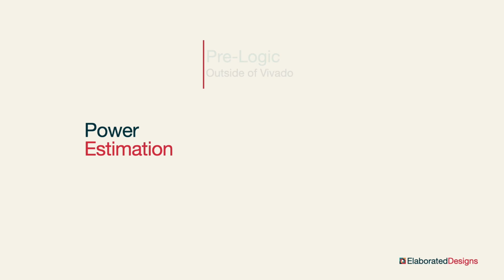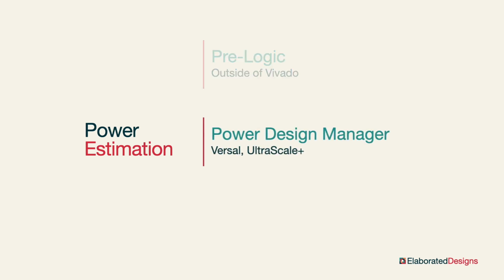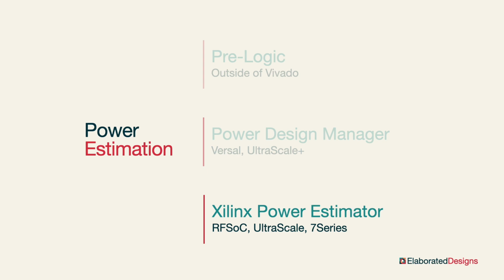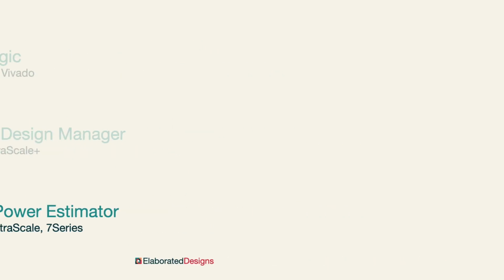In the power estimation phase, we approximate the power draw of our design before implementing any logic. Because we don't yet have a design, this takes place outside of Vivado. We can use one of two tools for the power estimation: the Xilinx Power Estimator and the Power Design Manager. The new Power Design Manager supports Versal and UltraScale Plus FPGAs and SoCs, while the Xilinx Power Estimator supports RF SoC devices, UltraScale devices, and earlier architectures, like the 7 series.